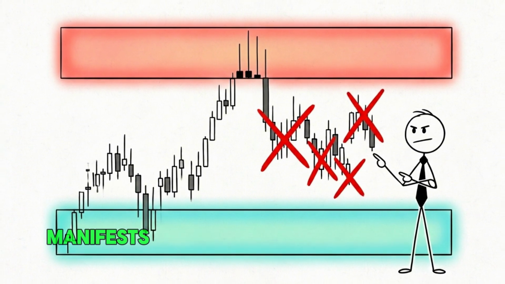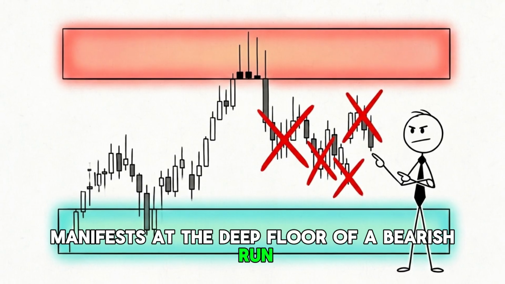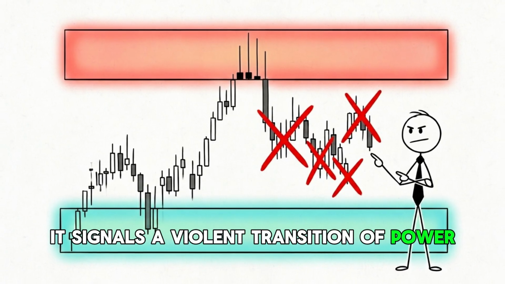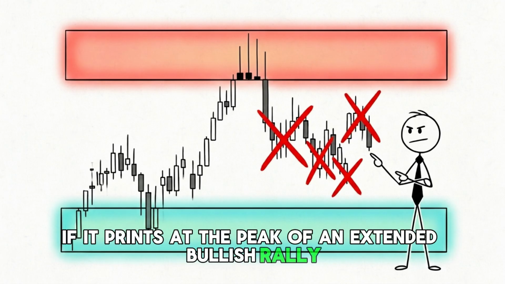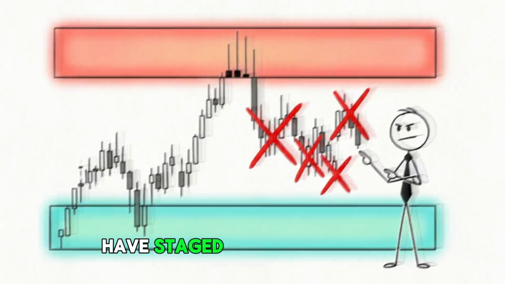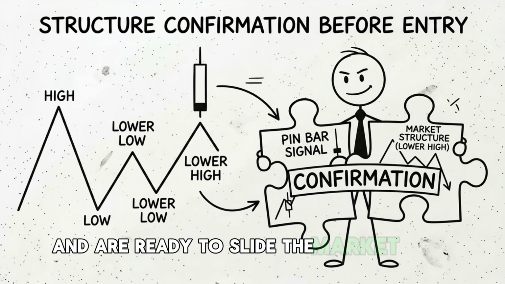When this structure manifests at the deep floor of a bearish run, it signals a violent transition of power to the upside. If it prints at the peak of an extended bullish rally, it warns you that the bears have staged a total takeover and are ready to slide the market down.